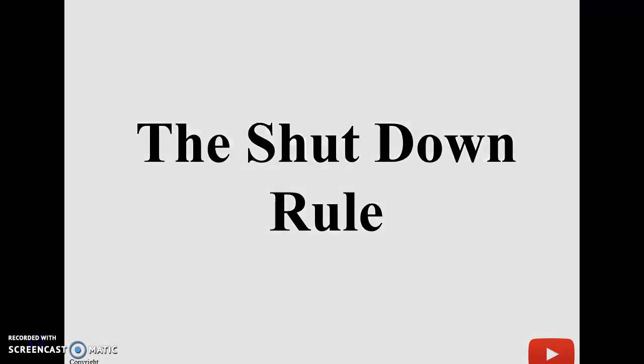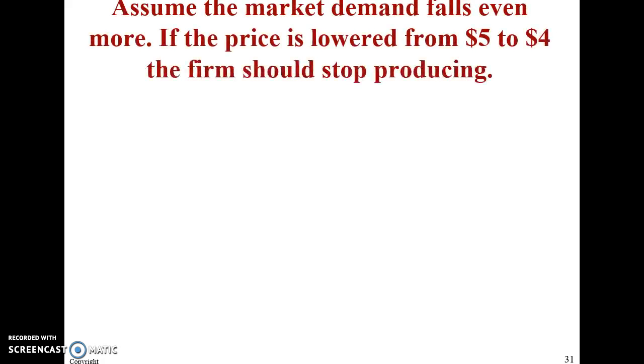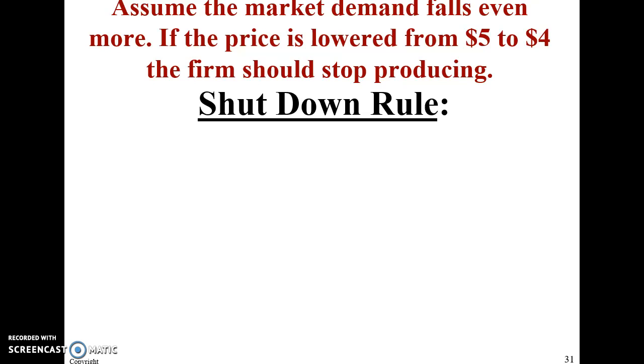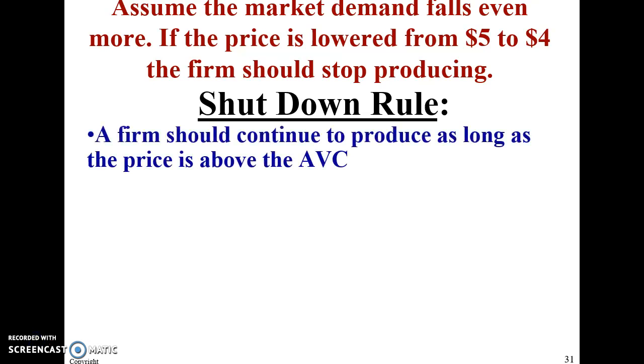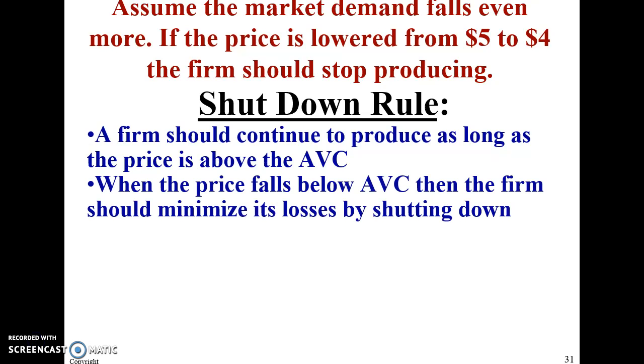The shutdown rule. Assume that the market demand falls even more. If the price is lowered from $5 to $4, the firm should stop producing. So the shutdown rule is the following. A firm should continue to produce in the short run as long as the price is above the average variable cost. When the price falls beneath the AVC, then the firm should minimize their losses by shutting down because the firm can't even pay their variable costs of production. So they would save those variable costs if they didn't produce anything.